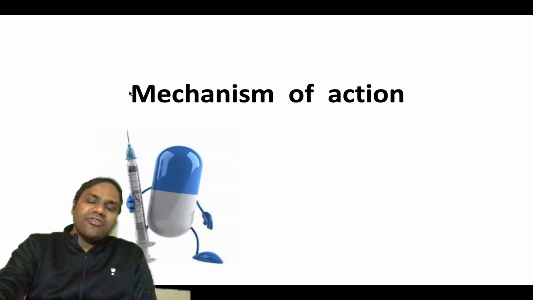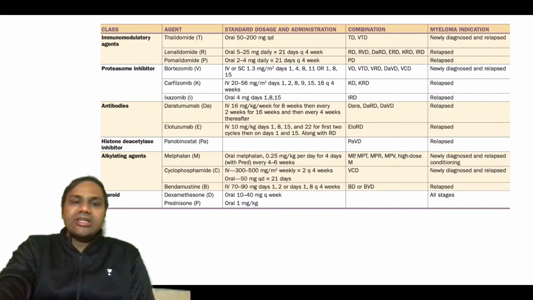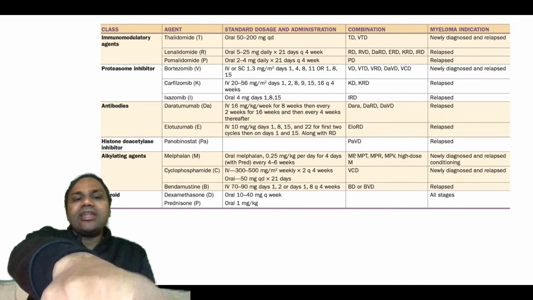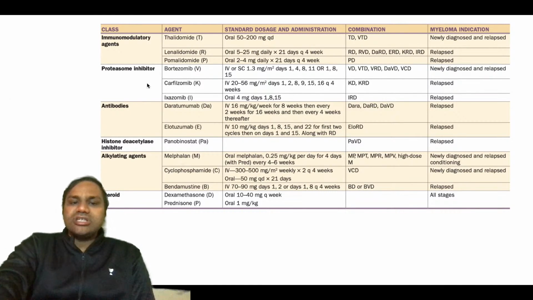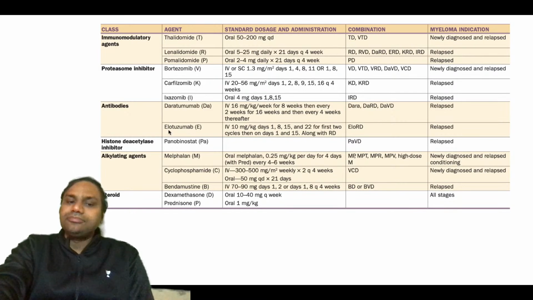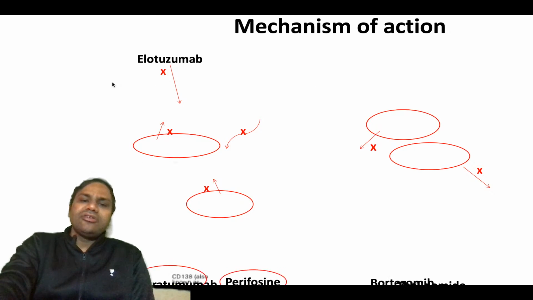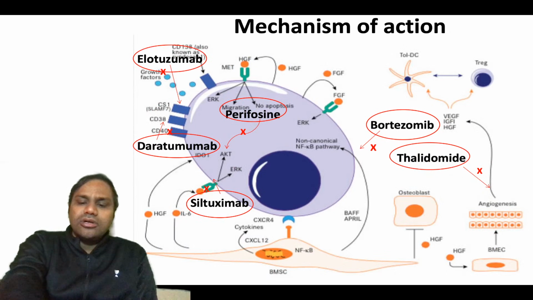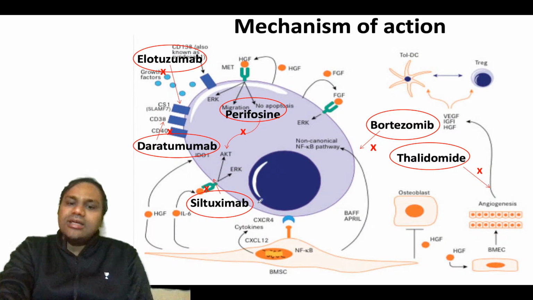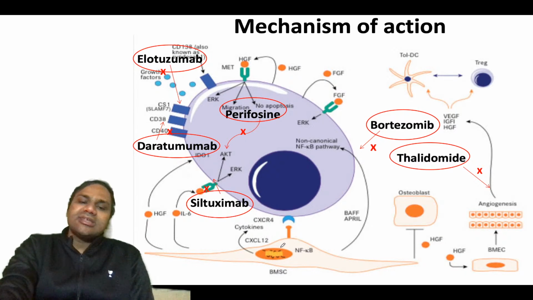Now what are the mechanisms of action of these drugs? Thalidomide is an immunomodulator, bortezomib is a protease inhibitor, daratumumab and elotuzumab are monoclonal antibodies, and panobinostat is a histone deacetylase inhibitor. When you talk about mechanism of action, suppose this is a plasma cell and it is interacting with the bone marrow stem cell. We have talked about this. There are different drugs like daratumumab.